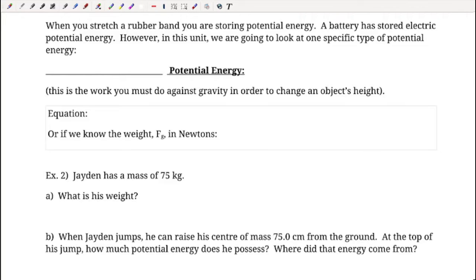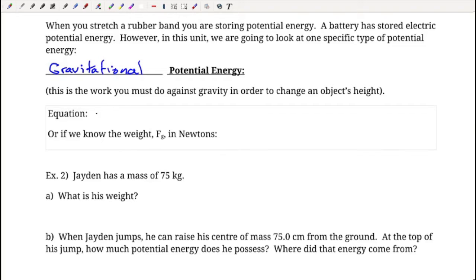So when you stretch a rubber band back, you are storing potential energy, the same way the potential energy was stored in the slingshot when they pulled it back. A battery has stored electric potential energy. However, in this unit, as we said before, we are going to look at one specific type of potential energy called gravitational potential energy. And this is the work that you do against gravity in order to change an object's height.